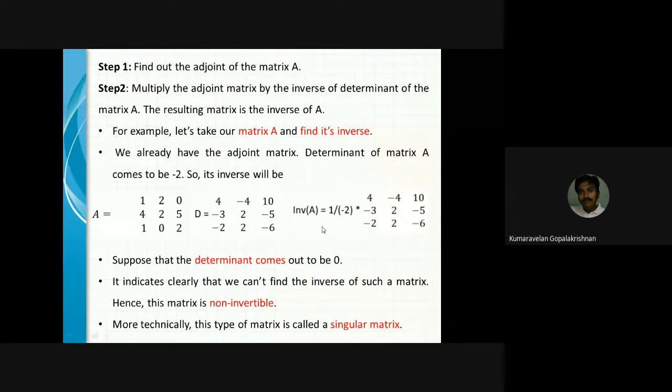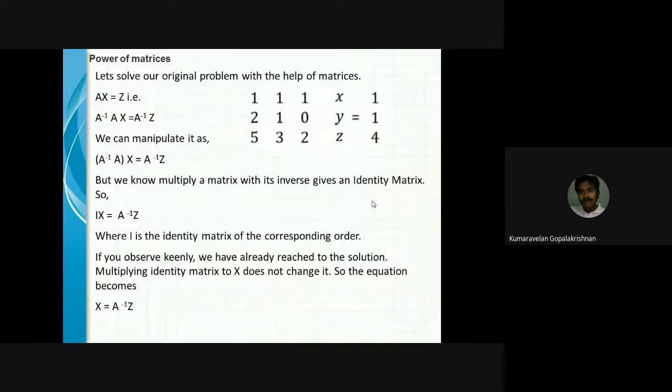So the procedure is very, very simple. Once you know the inverse of the matrix, then you can do wonderful things, right? I will show you through inverse how to solve a given big equation. I will explain in the next slide. Let us see here.